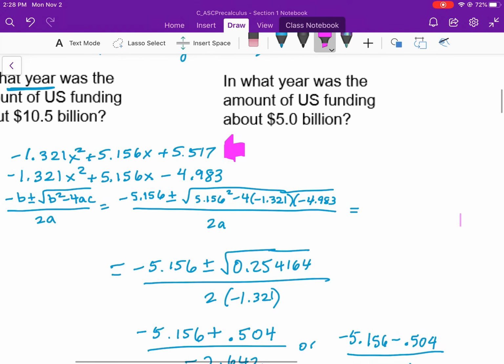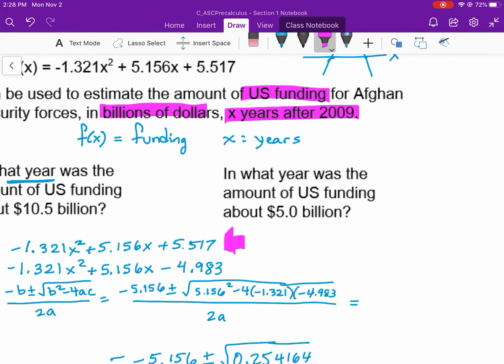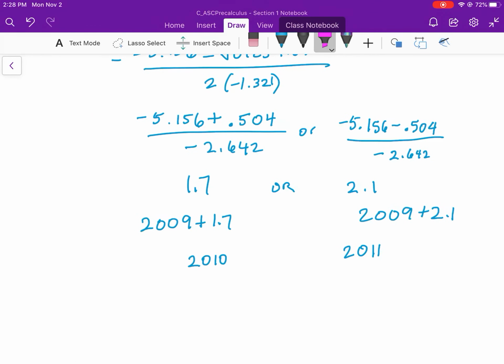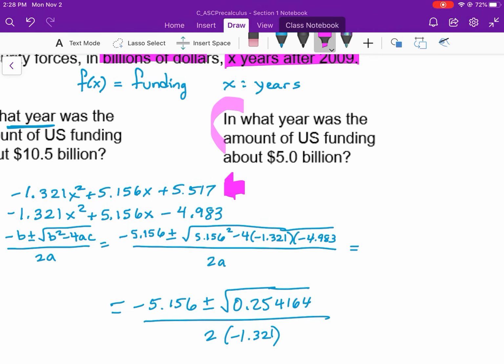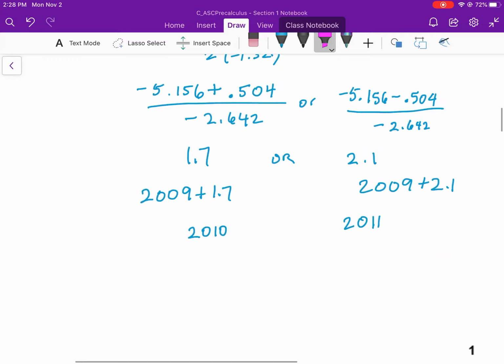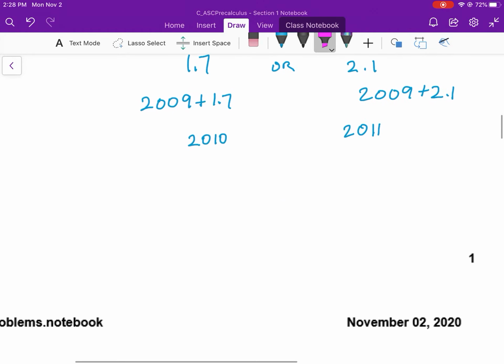So remember, these X values stood for the number of years after 2009. So when I got 1.7, I added it to 2009. I got 2010. And when I added 2.1 to 2009, I got 2011. So somewhere in 2010 to 2011, the end of one, the beginning of the other, is when it seemed that this was true. Okay? If you do the 5 billion, this part over here, then you only get one answer. So if you wanted to try that one, you could. I believe the X value is approximately 4, so it would be 2013.